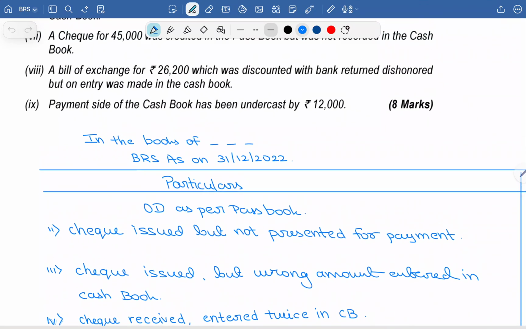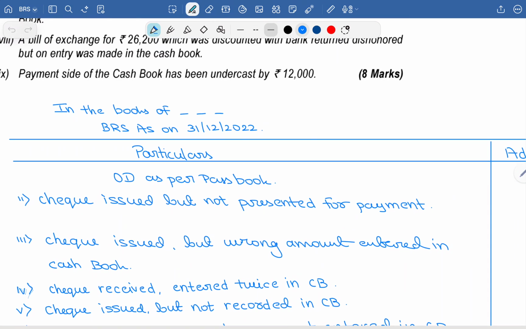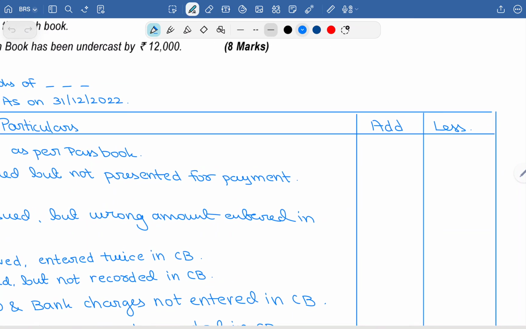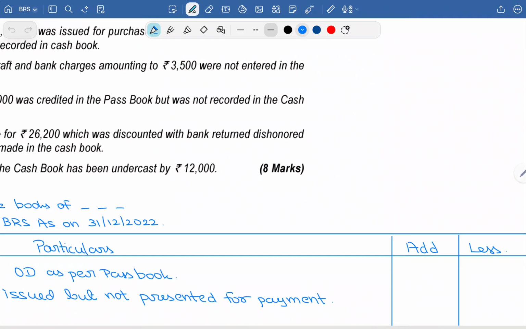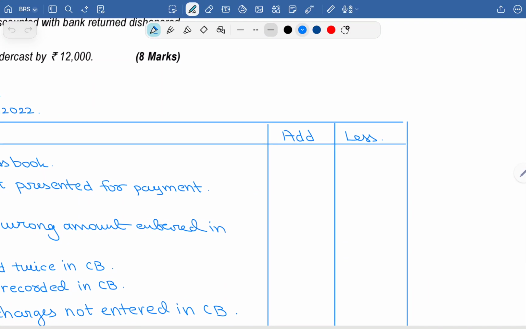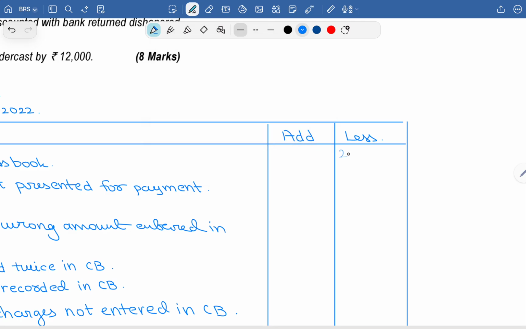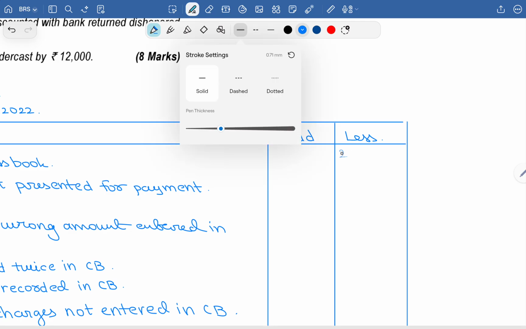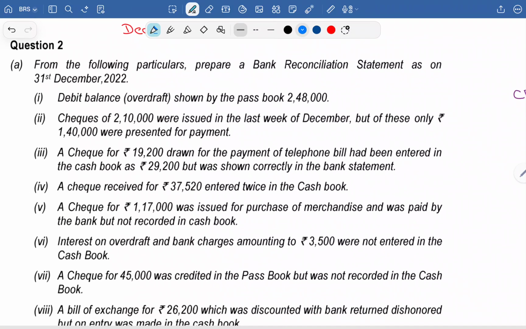So BRS in the books of, name of the person is not given. BRS as on 31st December 2022. Bank overdraft as per passbook. That means it is a negative amount. I will write it in the less column. Rupees 2,48,000. So less column rupees 2,48,000.